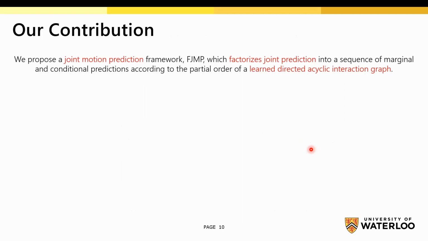Okay, so now that we have motivated this joint motion prediction problem, I'm going to state the main contribution of this thesis. And that is that we propose a joint motion prediction framework called FJMP, which factorizes joint prediction into a sequence of marginal and conditional predictions according to the partial order, or topological order, of a learned directed acyclic interaction graph. So that's a bit of a mouthful, so I'm going to go through the steps of how FJMP performs its prediction here.